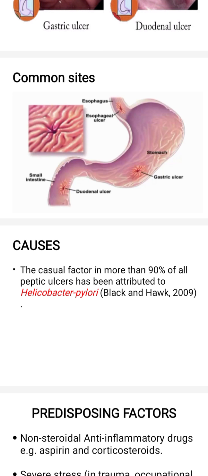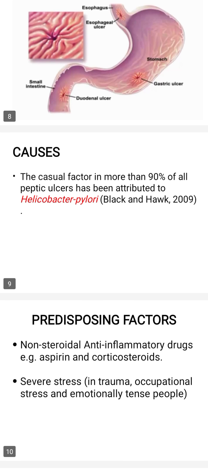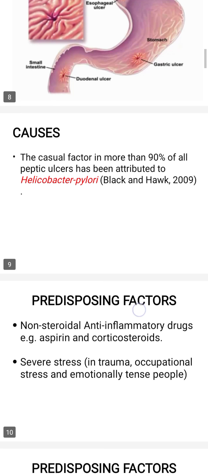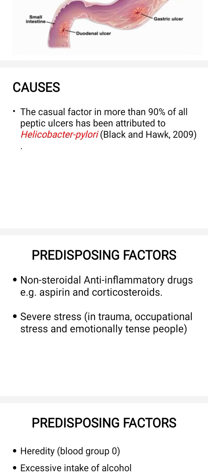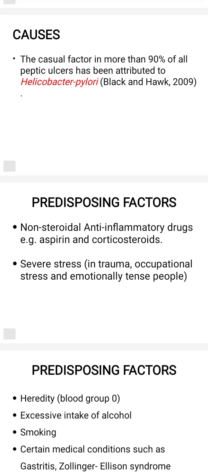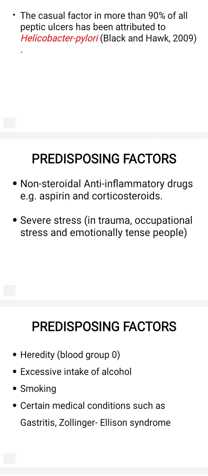When it comes to the causes, it is caused by Helicobacter pylori, and the causal factor in more than 90% of all peptic ulcers has been attributed to Helicobacter pylori. When we look at the predisposing factors, we'll list them, then we'll talk more when it comes to the pathophysiology.